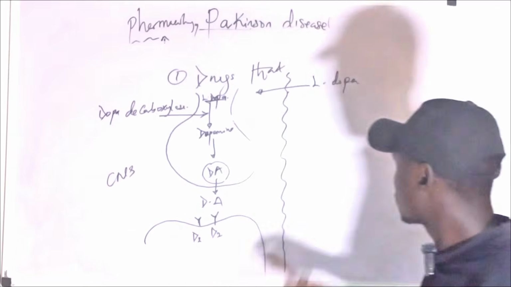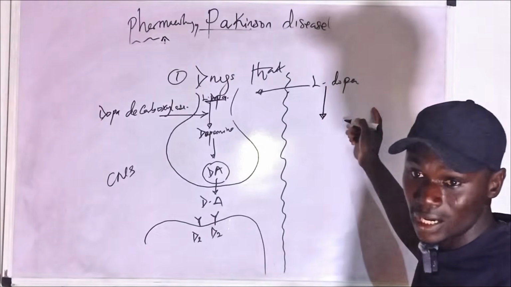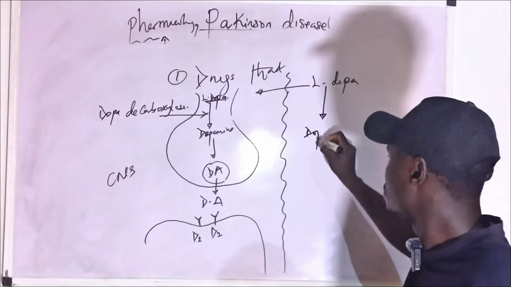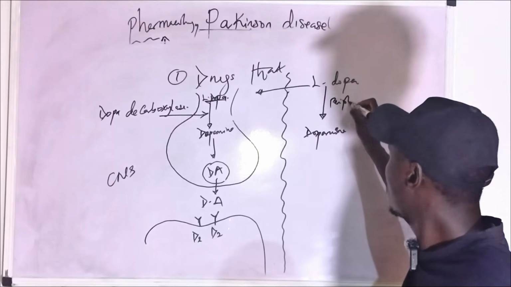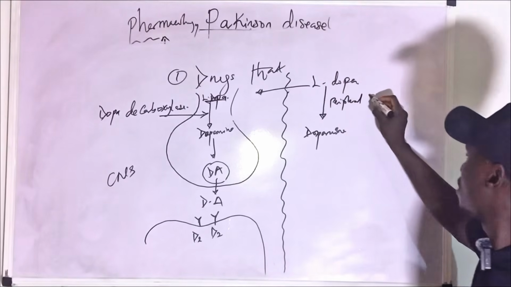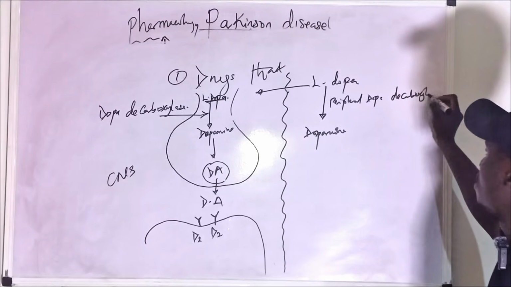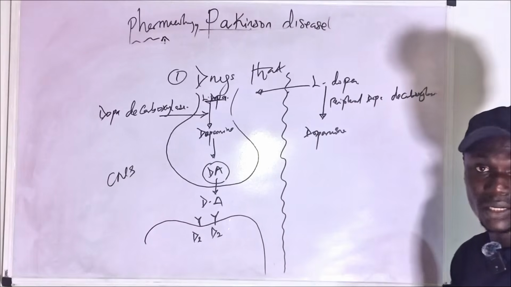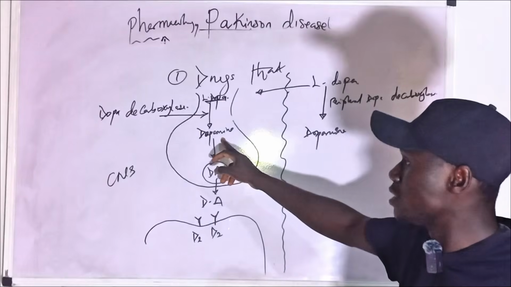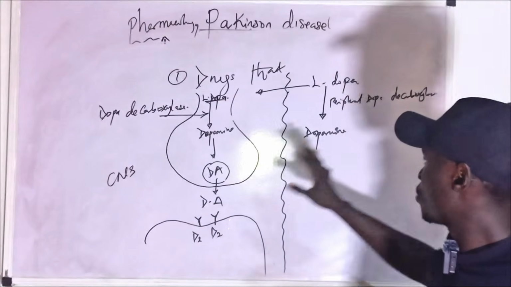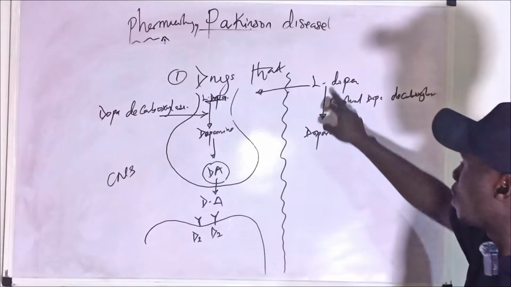The reason for that is because L-dopa can also be converted peripherally to dopamine by peripheral dopa decarboxylase. Okay, by peripheral dopa decarboxylase. That same enzyme that is converting L-dopa to dopamine inside the CNS is also present in the peripheral part. So you can also convert L-dopa to dopamine.